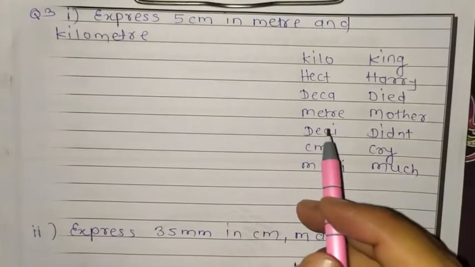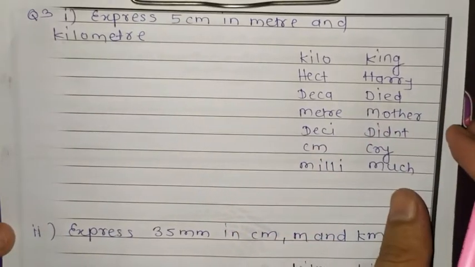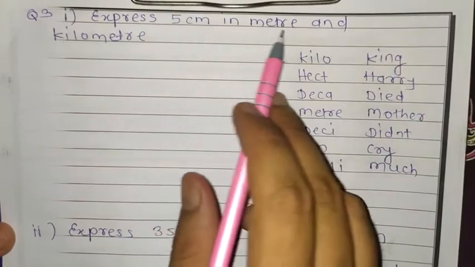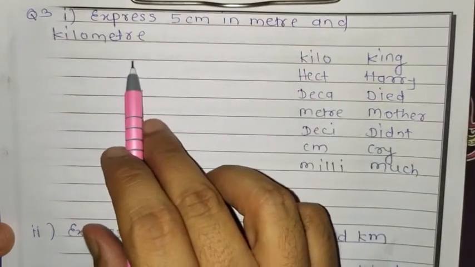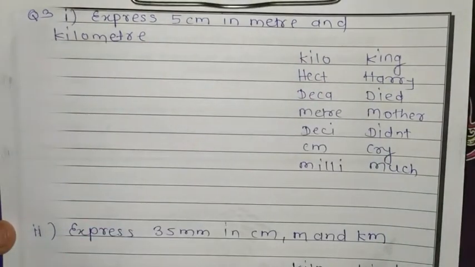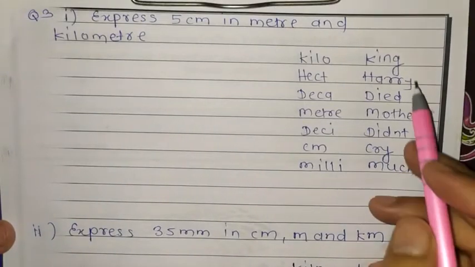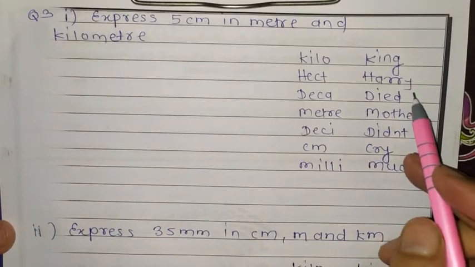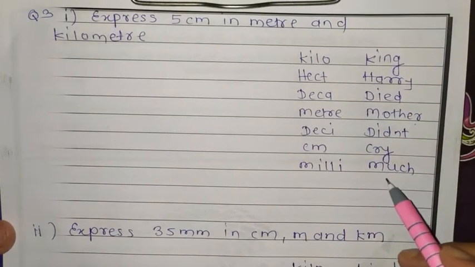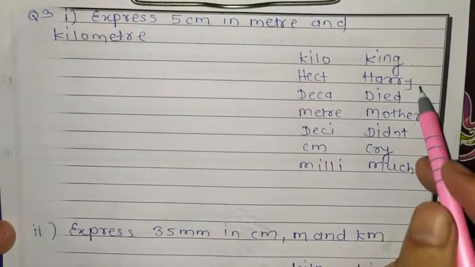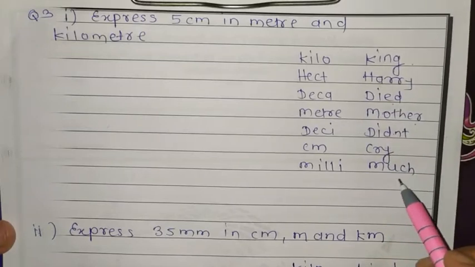Our next question is question number 3. Express 5 centimeter in meter and then kilometer. So we are going from one unit to another unit. Whenever you solve such kind of questions, you keep in mind one sentence: King Harry died, mother didn't cry much. Again I repeat, King Harry died, mother didn't cry much.